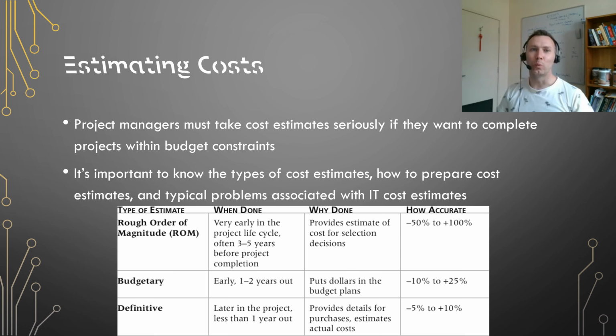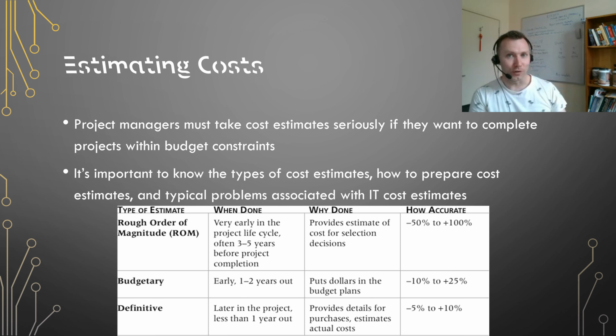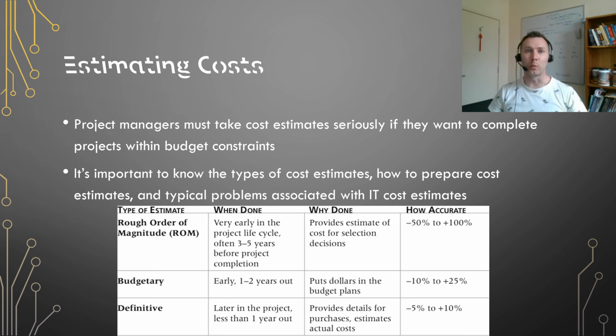With projects, we don't really know what they're going to cost. We need to make estimates so that we can charge enough to make money, but not so much that we can't get a contract. And there are lots of different types of cost estimates. A rough order of magnitude is appropriate early on in the project, but they're not very accurate, but they do let you work out which projects should be selected and which shouldn't be.